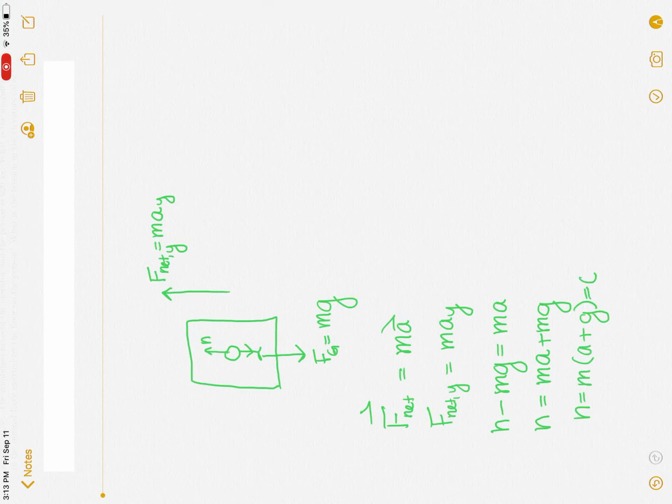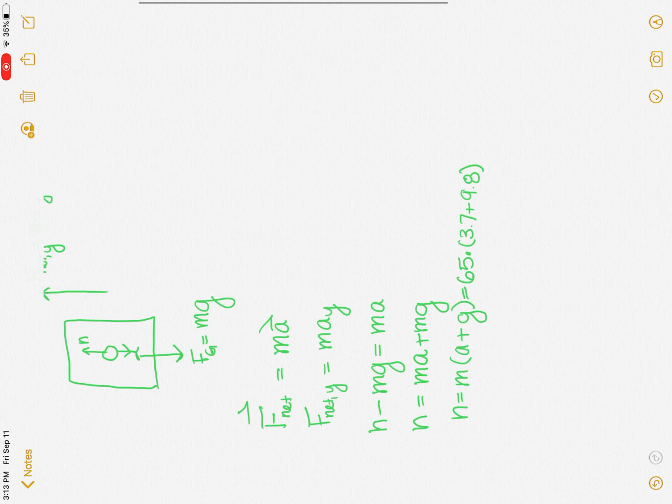Now we can plug in our variables. The person is 65 kilograms, they're moving with an acceleration of 3.7, and the acceleration due to gravity on Earth is 9.8. So we have 3.7 plus 9.8, times 65. This person's normal force, while the elevator is accelerating, is 877.5 newtons.